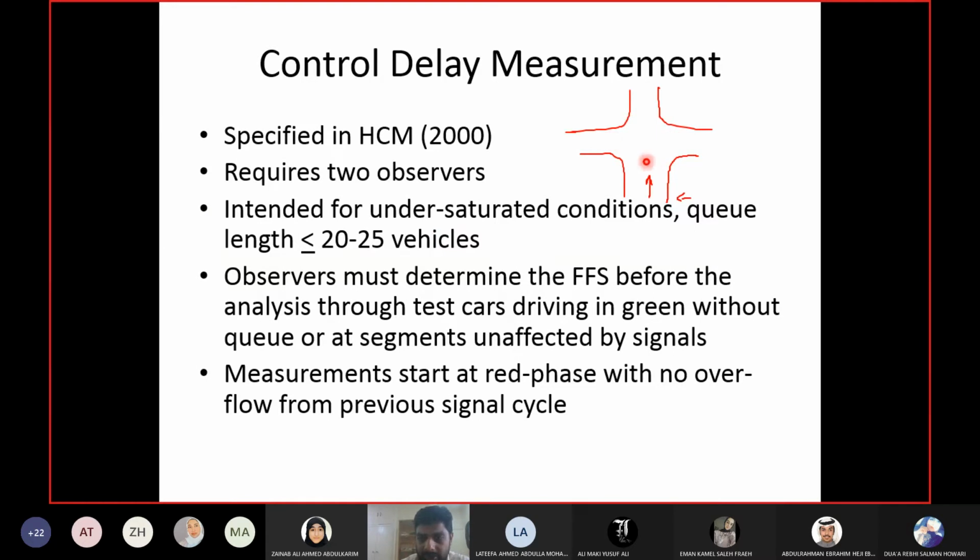When the signal is red for this side, remember you are starting at the red phase. So maybe this movement is going on. Then this becomes red, this movement is going on, and this becomes red and this movement is going on. Then this one becomes green and this movement goes on, and then the signal becomes red for this one again. That means it has completed the cycle. All sides of the signal have completed their movement once. This is the completion of the signal cycle.